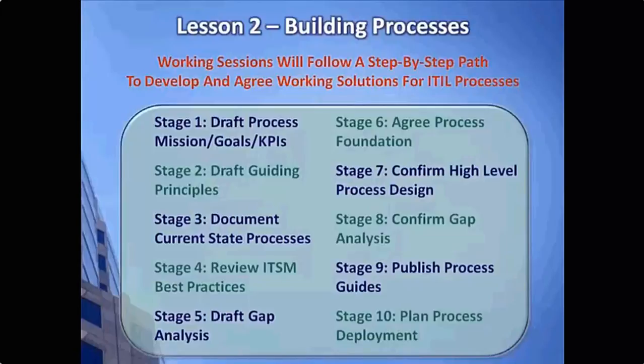Stage 4, we're going to review the IT service management best practices. Stage 5, we're going to draft a gap analysis. Stage 6, agree the process foundation or design, if you will, all the design points. Stage 7, confirm the high-level process design with our stakeholders. Stage 8, confirm our gap analysis. Stage 9, publish the process guides. And then Stage 10, plan our process deployment. So this is a sequence of 10 steps that you can do in order to get a process started from almost having no process to getting one in place.